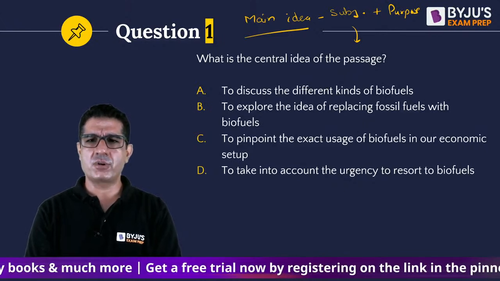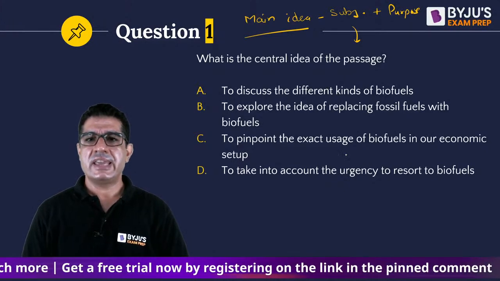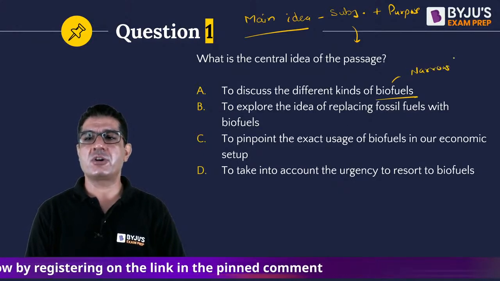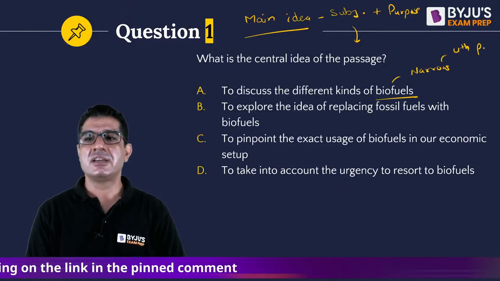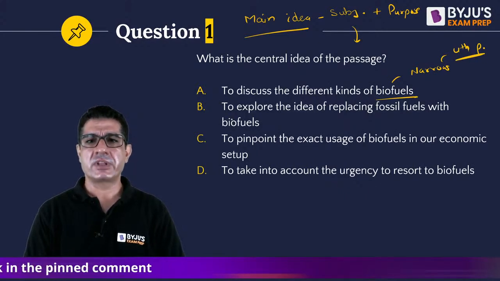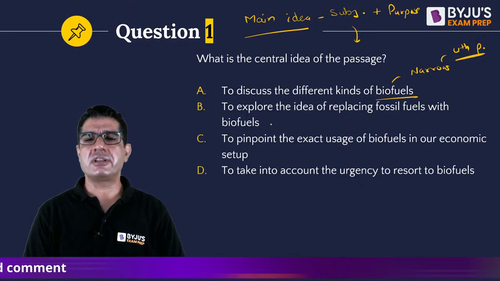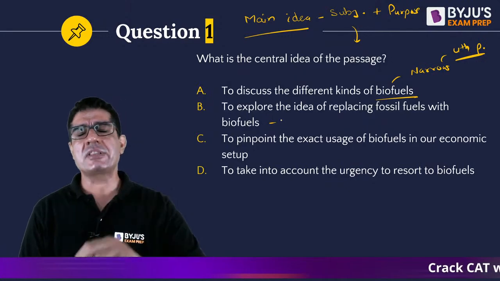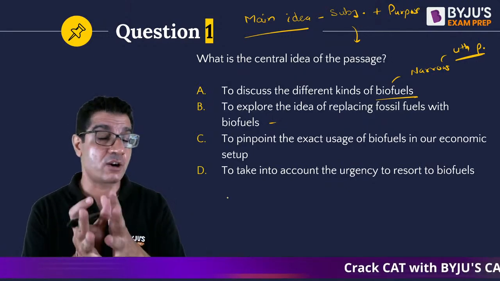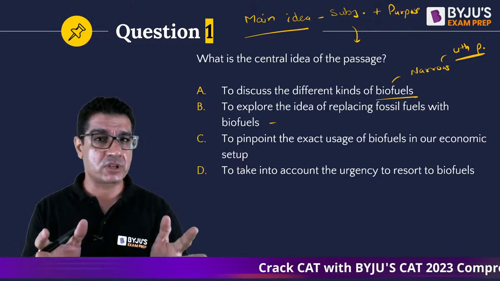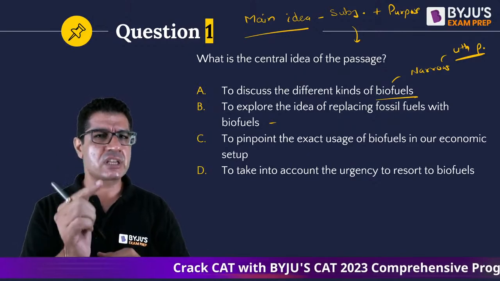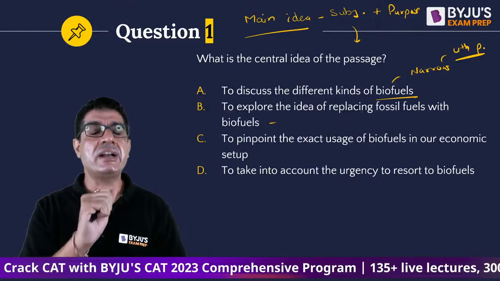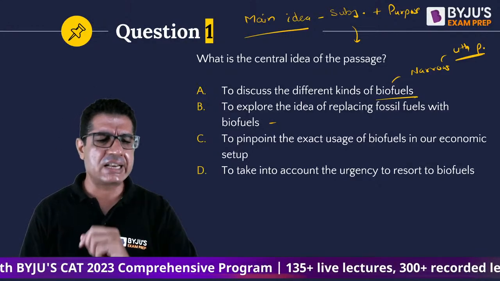So if I look at it, A, to discuss the different kind of biofuels, this is narrow because it talks about only the last paragraph basically. To explore the idea of replacing fossil fuels with biofuels, I'd say it is marginally narrow. Why? You remember the very first paragraph talks about we may run out of fossil fuels, so we are exploring other options. And one of those other options is biofuels. Even in the Indian context, there are other options, but gradually biofuels are so mildly narrow.